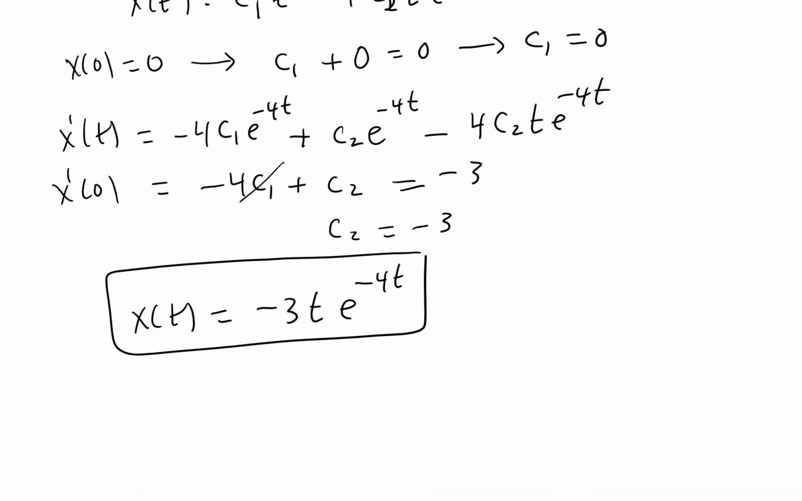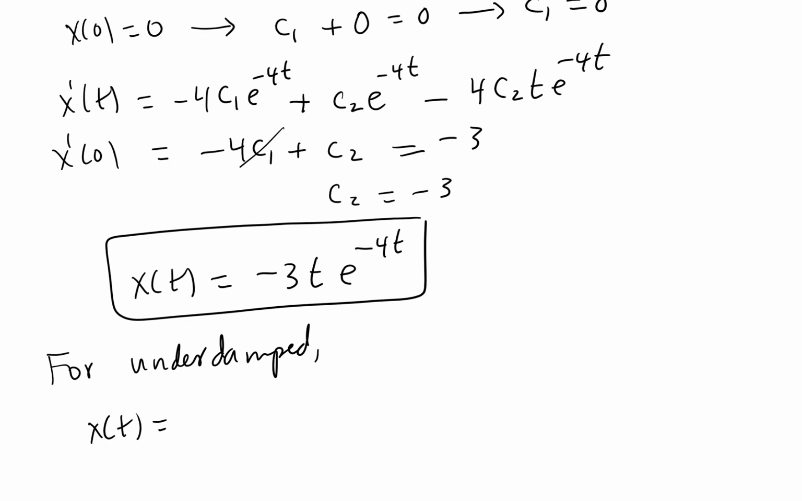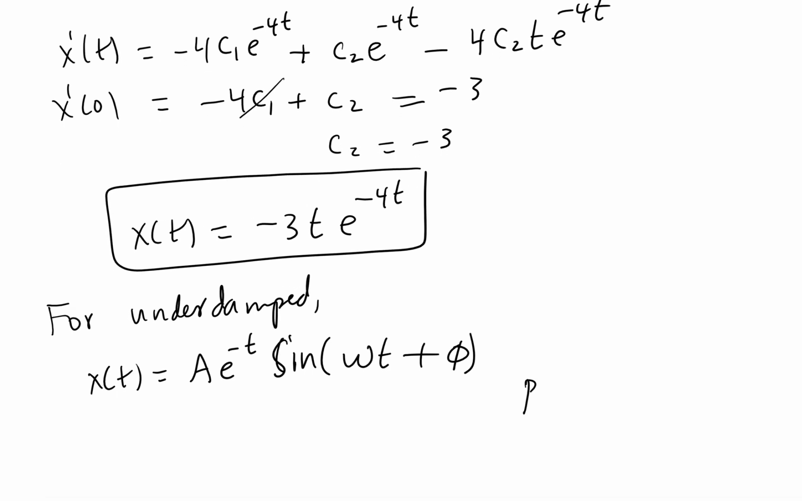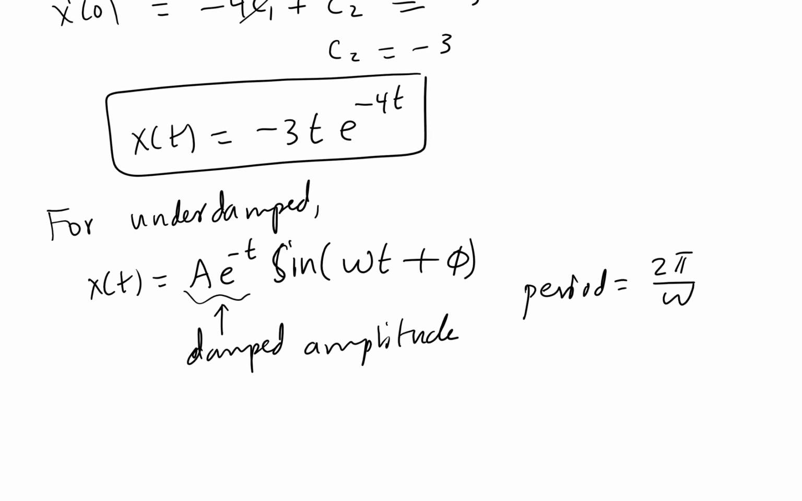Now for underdamped motion, if you remember from the previous section, and I'll come back to this in a minute, A e^(-λt) sine of omega t plus phi. If you remember, this had a period of 2 pi over omega, and this part here is called the damped amplitude.